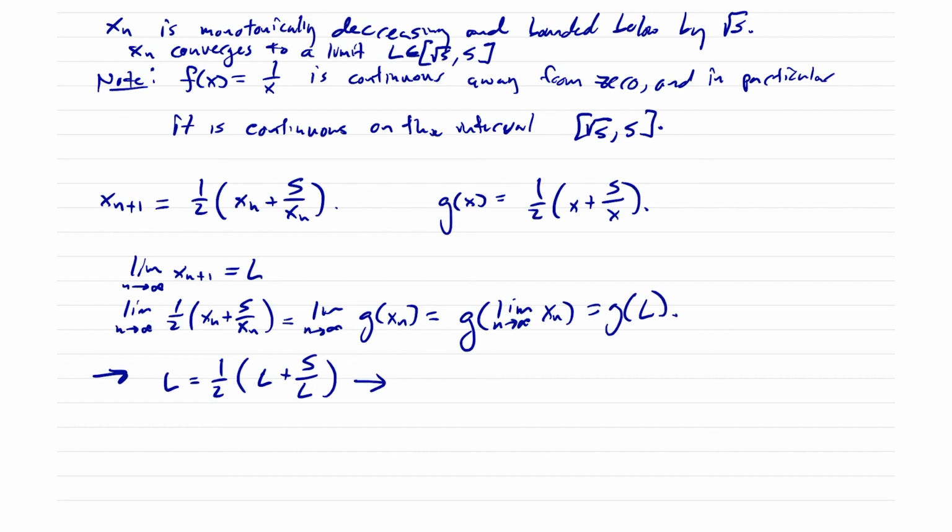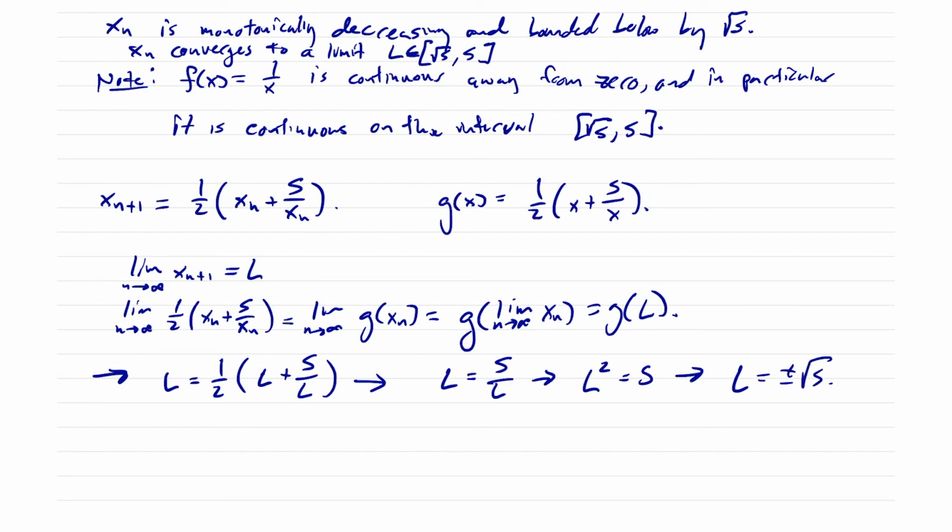This tells me then that I have, say, multiply both sides by 2, and so we get 2L, and subtract L, so we get L is equal to S over L. That tells me that L squared is equal to S, and that tells me that L is equal to plus or minus the square root of S.